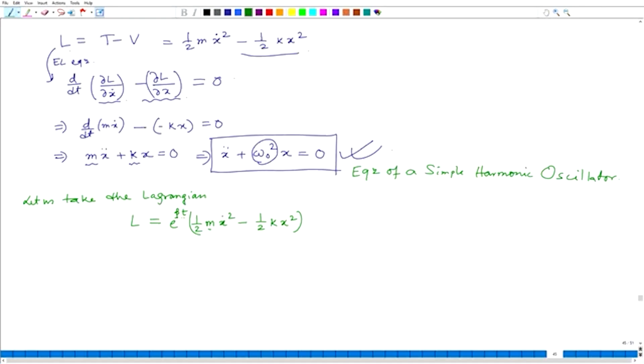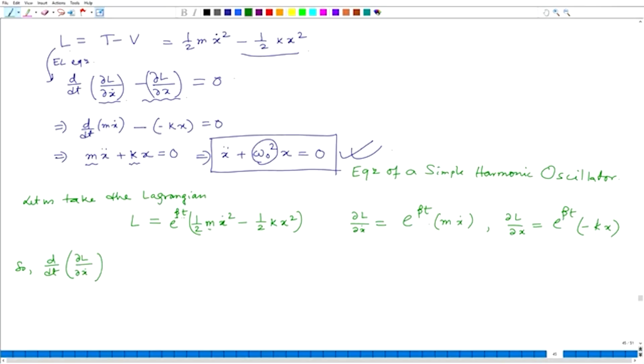So, the first point is that in this Lagrangian, if I now try to solve the Euler-Lagrange equation, what will be del L del x dot? You have to calculate it with caution, because there will be e to the beta t times m times x dot. And del L del x will also be e to the beta t times minus k x. What is now d dt of del L del x dot?